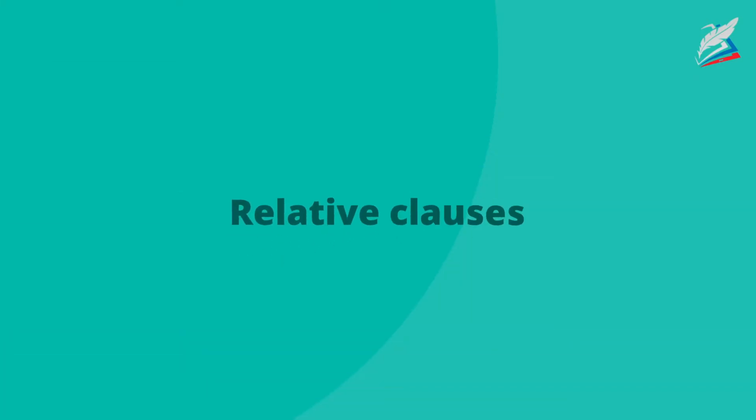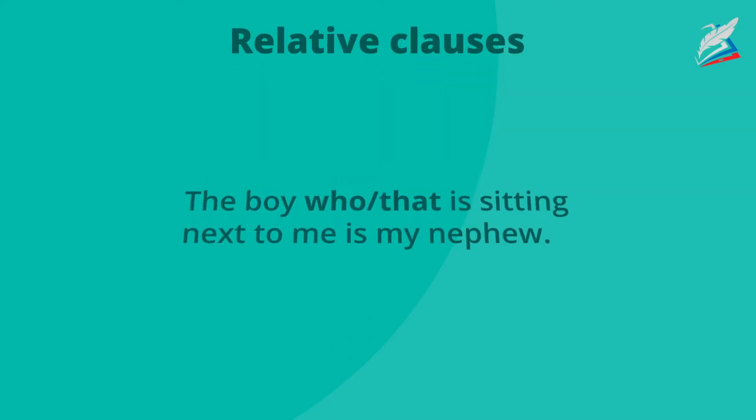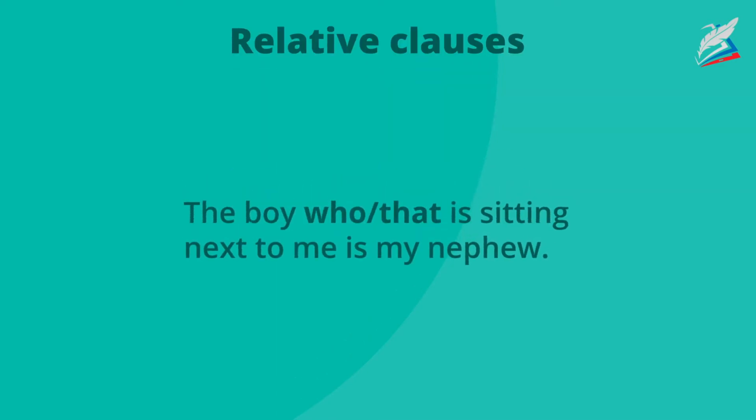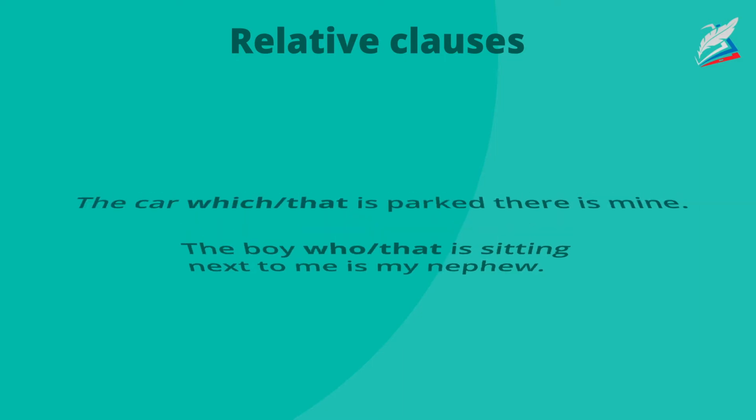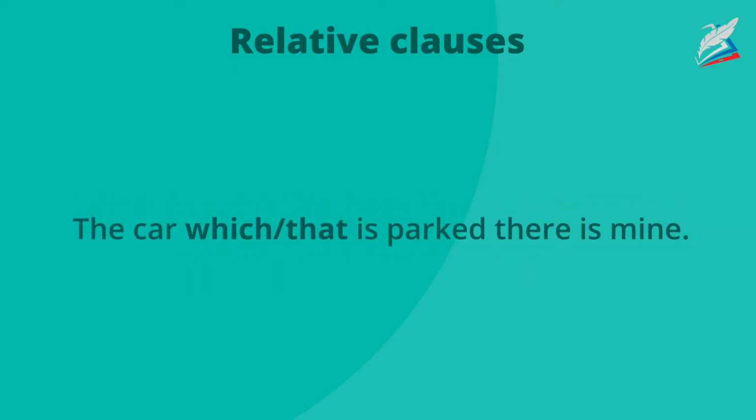Relative clauses begin with a relative pronoun or a relative adverb. We use who, whom, that to speak about people. The boy who, that is sitting next to me is my nephew. We use which, that to speak about things. The car which, that is parked there is mine.